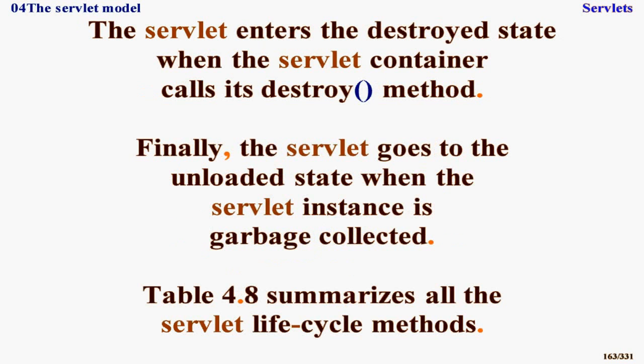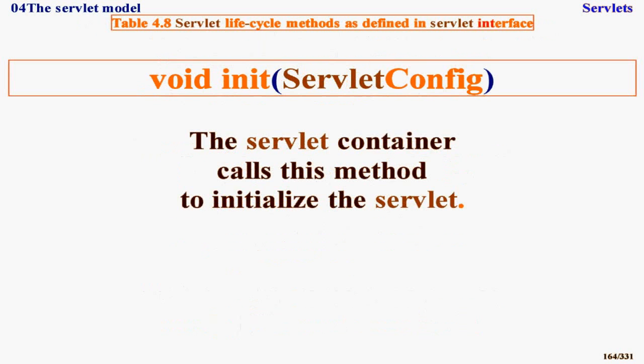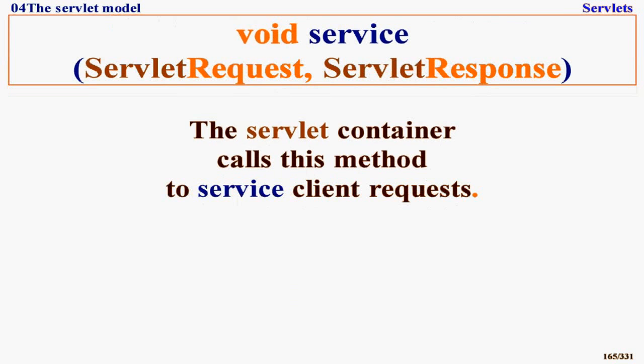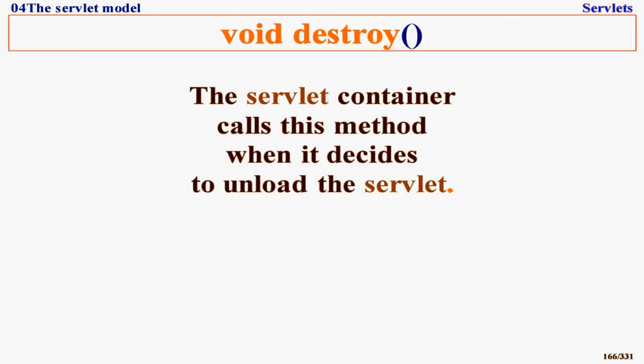Table 4.8 summarizes all the servlet lifecycle methods. Table 4.8. Servlet lifecycle methods as defined in the Servlet interface. void init(ServletConfig): the servlet container calls this method to initialize the servlet. void service(ServletRequest, ServletResponse): the servlet container calls this method to service client requests. void destroy().